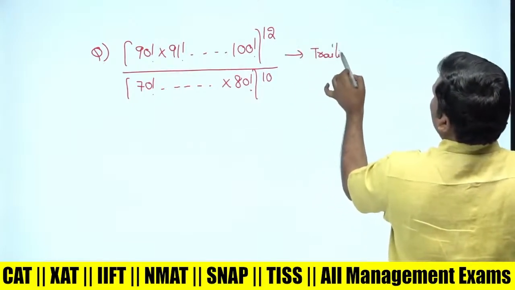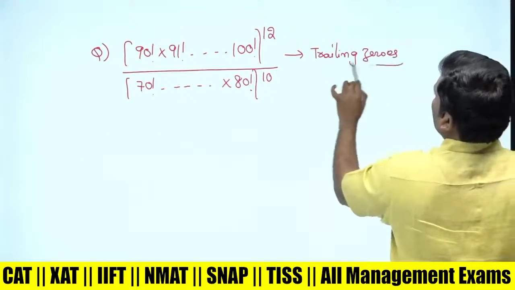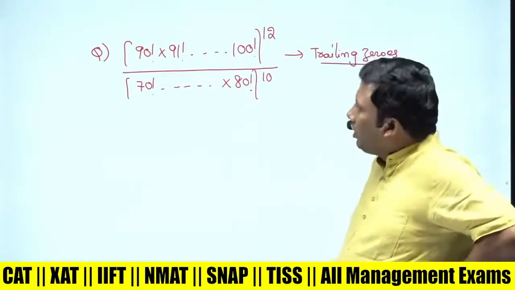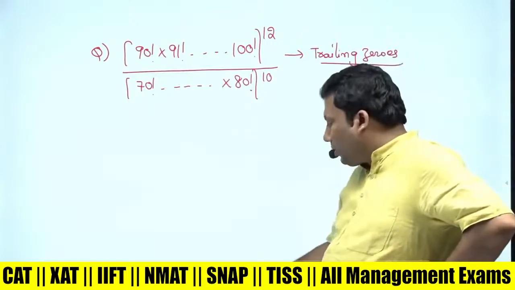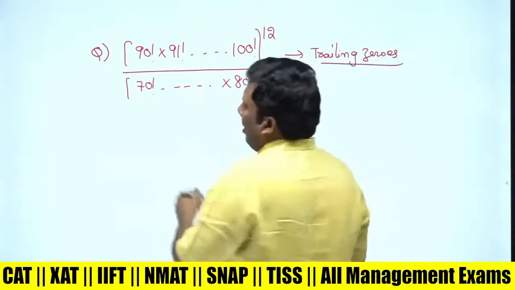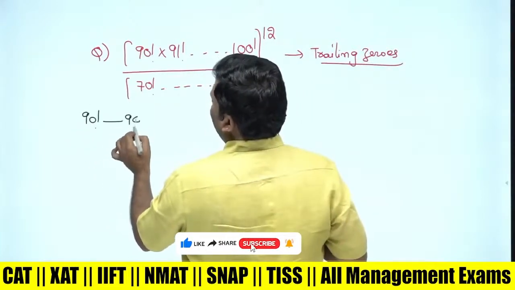Find the number of zeros at the end. Zeros at the end are called trailing zeros. 90 factorial times 91 factorial and so on up to 100 factorial. We will do it slowly, sir. First, 90 factorial till 94 factorial.